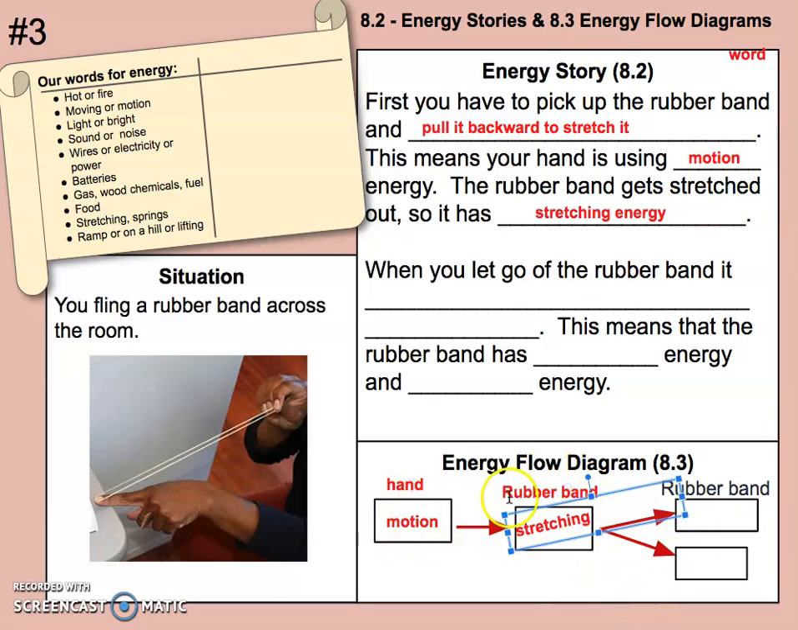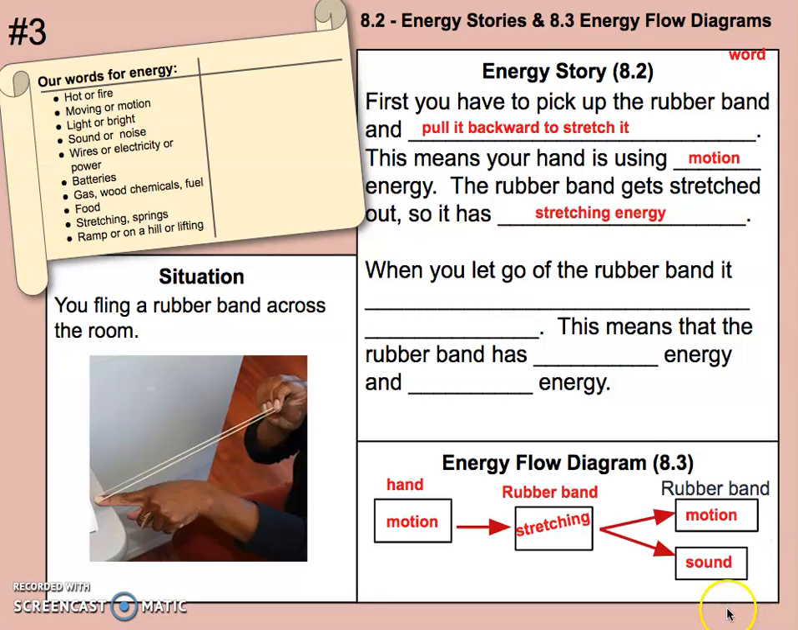So we've got our hand with motion energy, our rubber band that has stretching energy. And then when we let go of the rubber band, what does it do? Well, it flings across the room. So that's actually going to be some more motion energy. The rubber band is in motion once you let go of it. And it also kind of makes a little sound, a snappy sound. So that means the rubber band has a little bit of sound energy as well. This is the kind of harder one to get, but it has a little bit of sound energy. There's some other types of energy we could describe here, but we're gonna go with what we have right here.